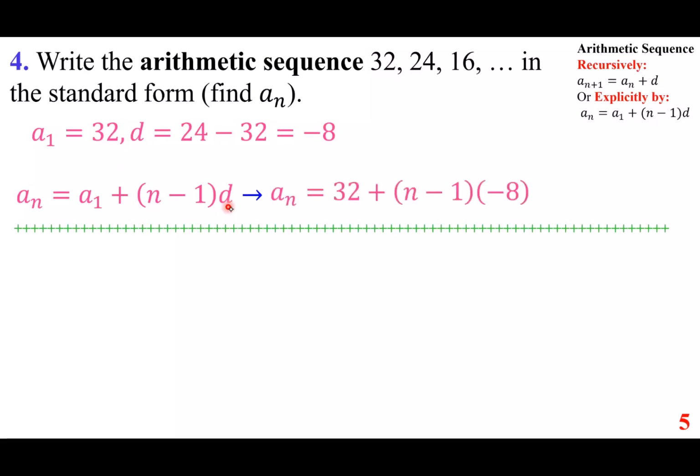Now, if we simplify this, the answer is minus 8n, and the 32 and 8 add up to 40. And it's really a good practice to check. The way you check it is very simple. If you let n be 1, you get 32. If you let n be 2, you must get 24, and so on and so forth.